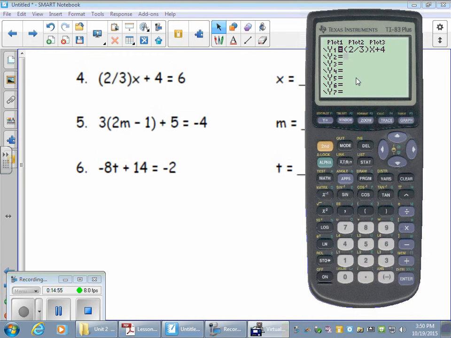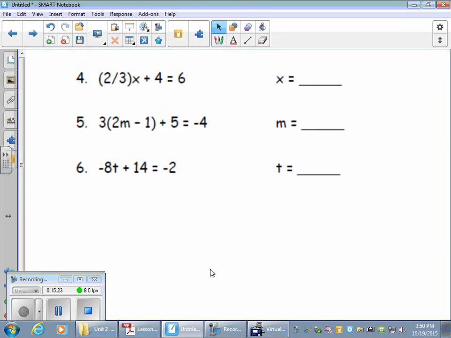And under y sub 2, I'm going to type in 6, and I'm going to hit graph, and I'm going to get two lines that intersect. They intersect right here. So to find that ordered pair, second calc, intersect. Am I sitting on the first curve? Yes. The second curve? Yes. Do I want you to guess? Yes. And they intersect at 3, 6. So 3 is our answer. So x equals 3.